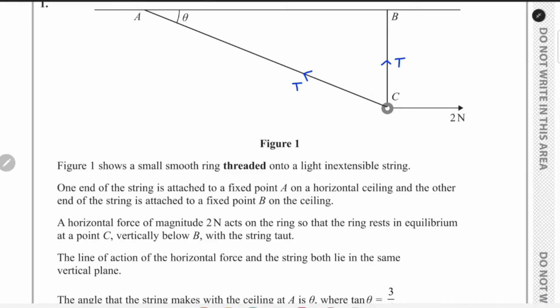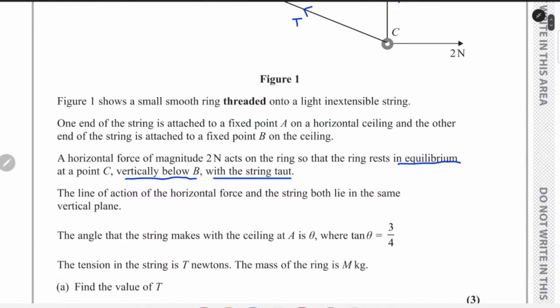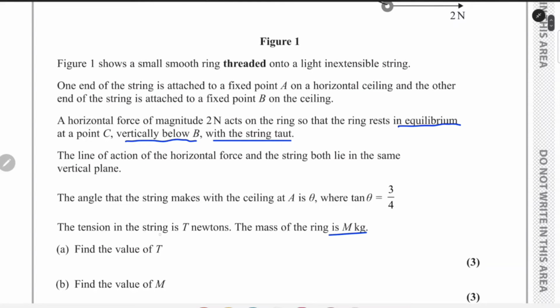And that a horizontal 2 Newton force, we are given that it rests in equilibrium with the spring taut vertically below V. We are given that the mass of the ring is m kg. We are also given that the tension is T newtons, and we have this information.